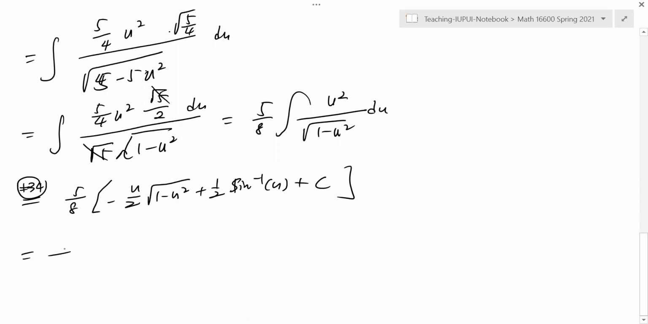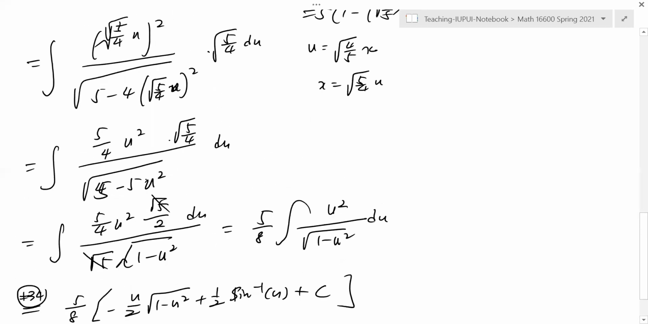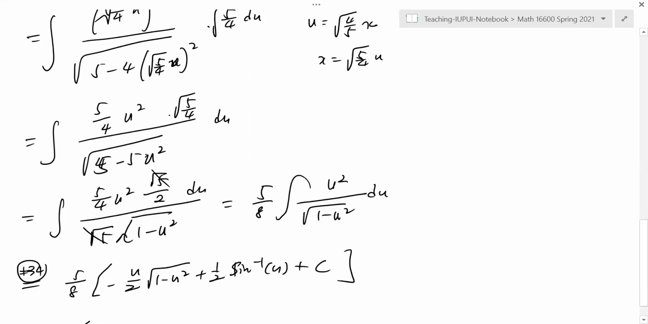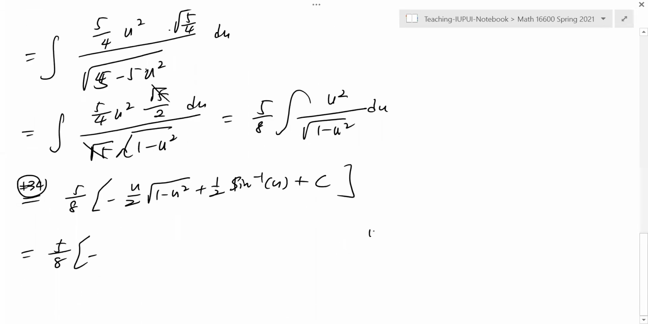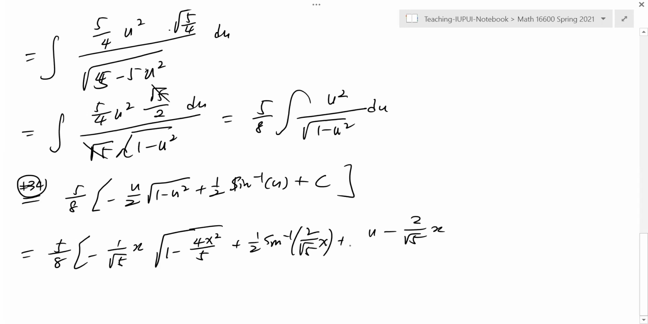Okay, and then you replace the by square root of 4, and u is going to be square root of 4 over 5. So actually u is going to be 2 square root of 5x. Then you have to replace it by this. Okay, after you simplify, this is going to be 1 minus 4x squared over 5. Right? This is, and plus constant. Right? So that is the answer.